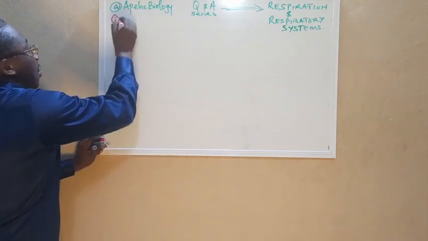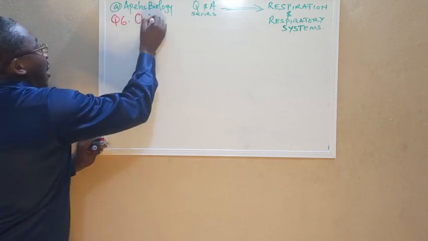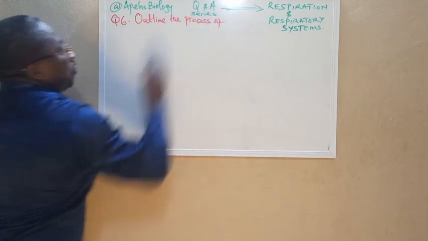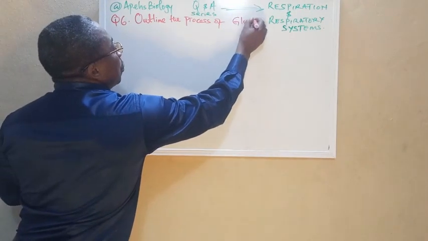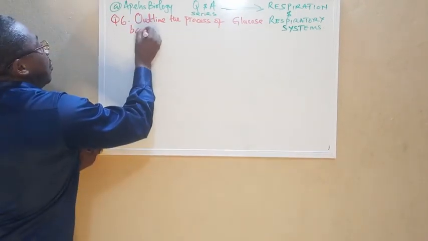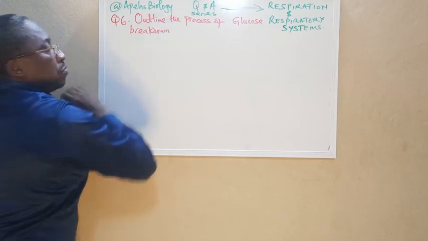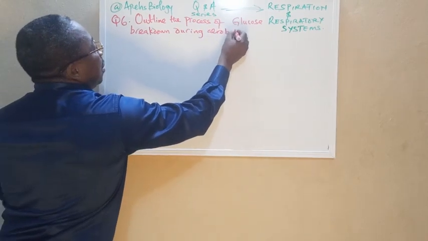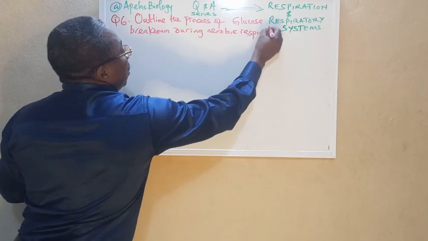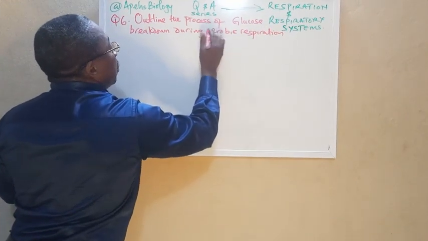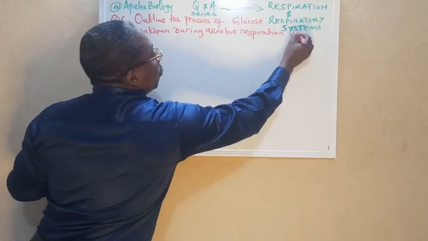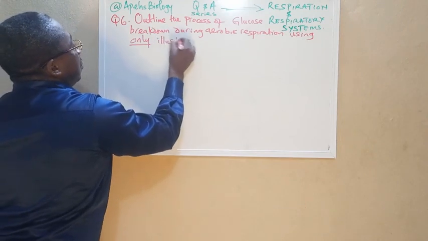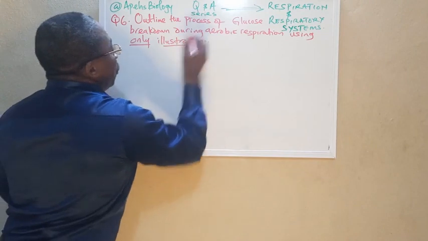Question 6. Outline the process of glucose breakdown during aerobic respiration. This is another serious question during aerobic respiration using only illustration. All right? Using only illustration.